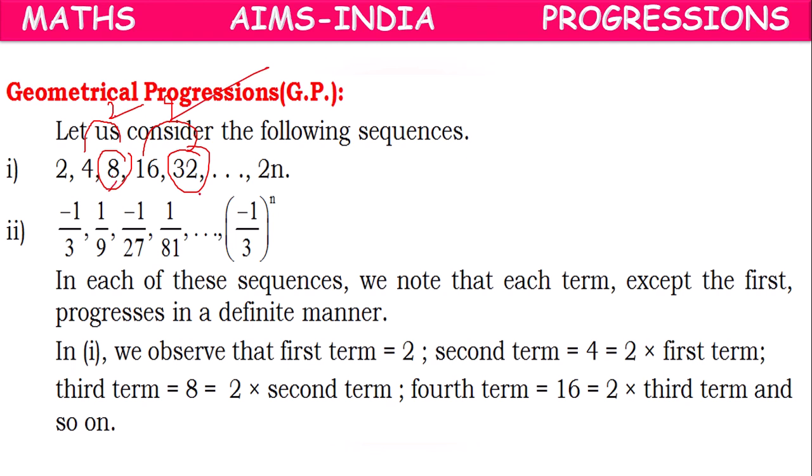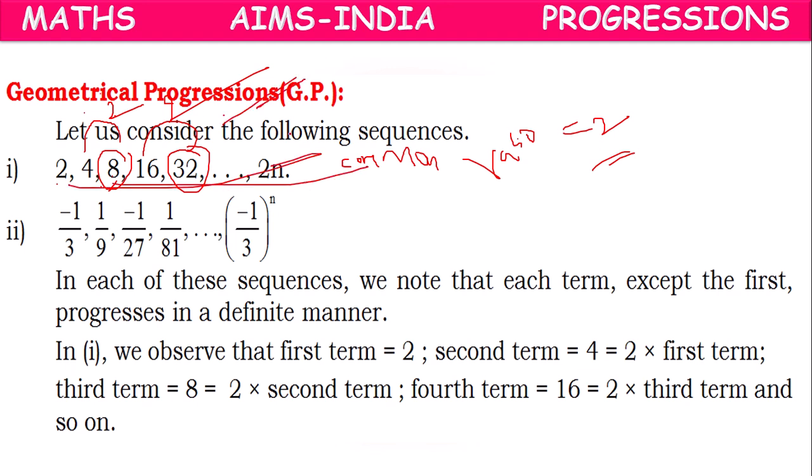So we have 2 which is common. Here 2 is considered the common ratio. If all the terms of a sequence except the first term are obtained by multiplying the preceding term with a constant number, then that progression is considered a geometric progression or GP.